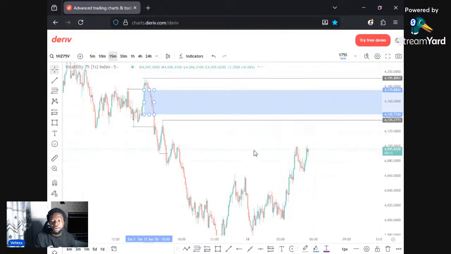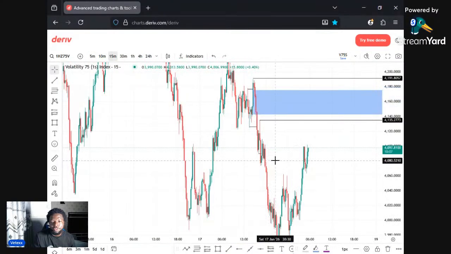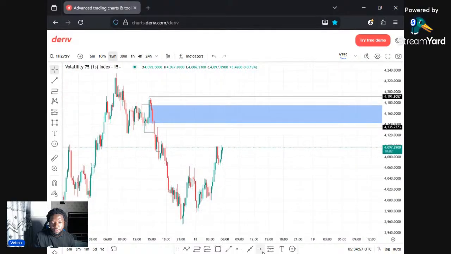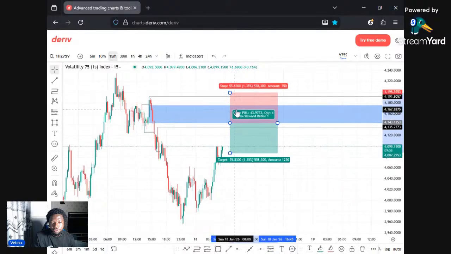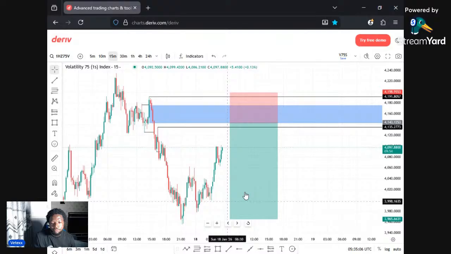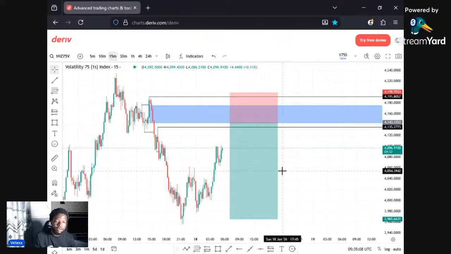What we do now, we wait for price to get back into the zone and tap into this point of interest, give us our confirmation, and then set the downside. So that's basically what we are waiting for. We are looking out for currently on V75 one is.